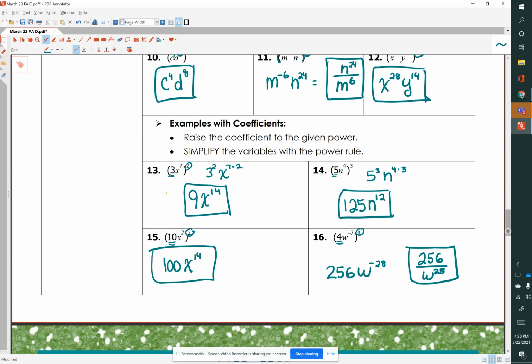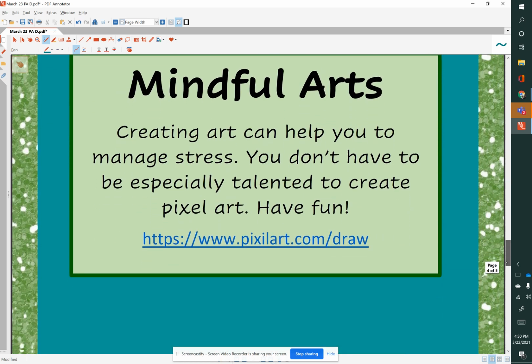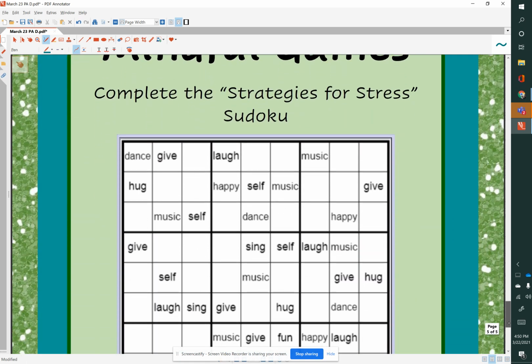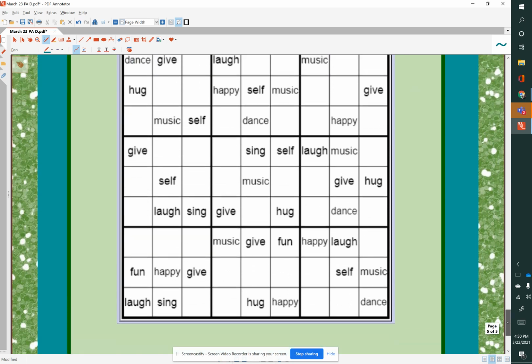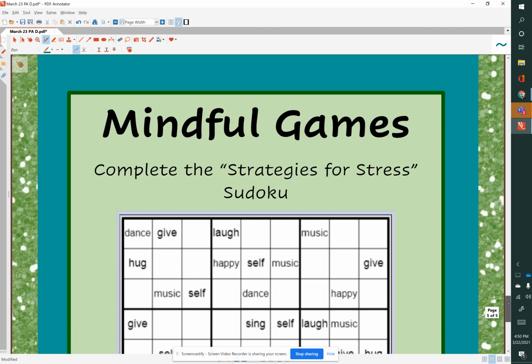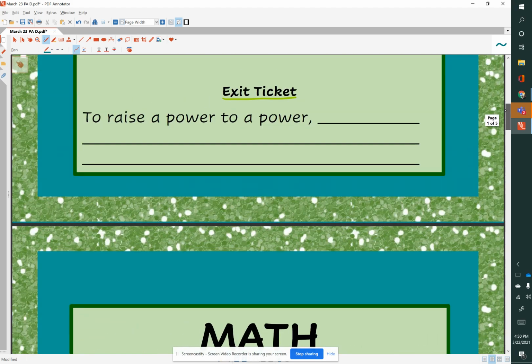Let's do our exit ticket. And then you have a little fun you can have with the pixel art and with Sudoku, where you have to get the same word in each. There are 9 words. You have to get them in each column and each row. So let's go back up to our exit ticket.